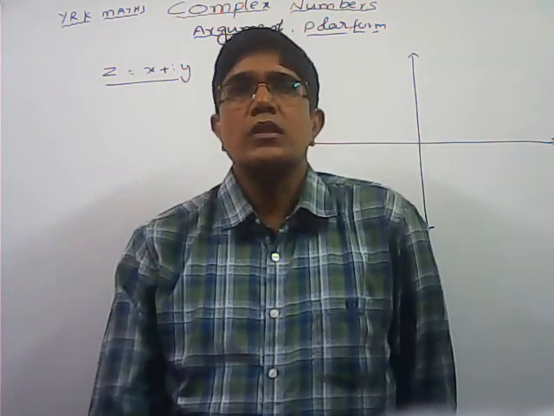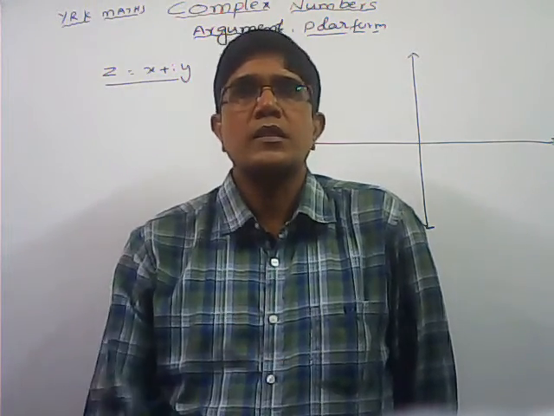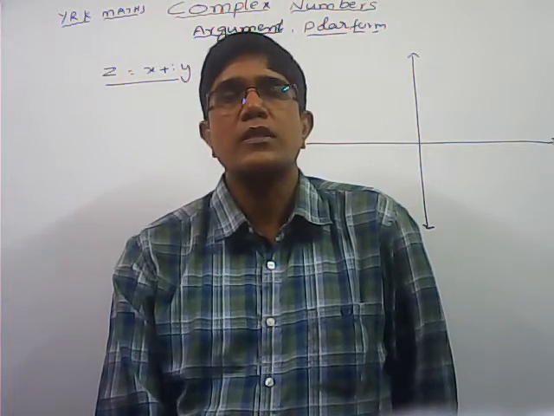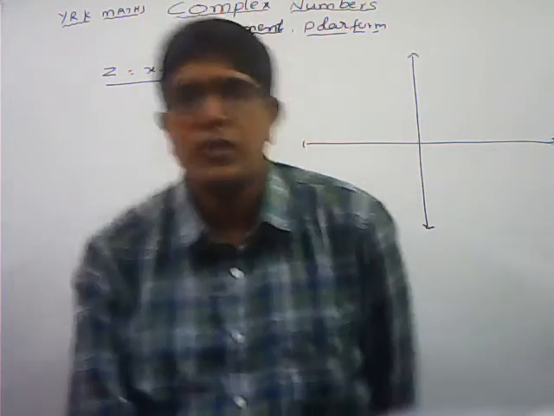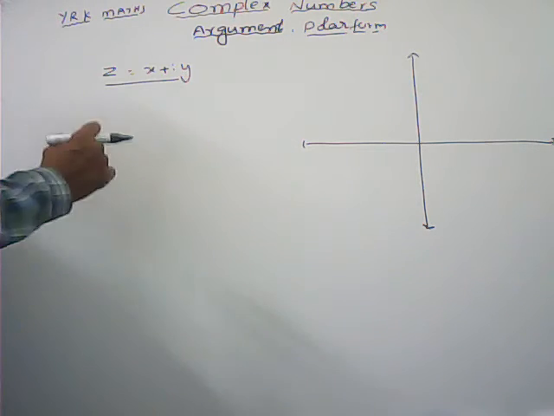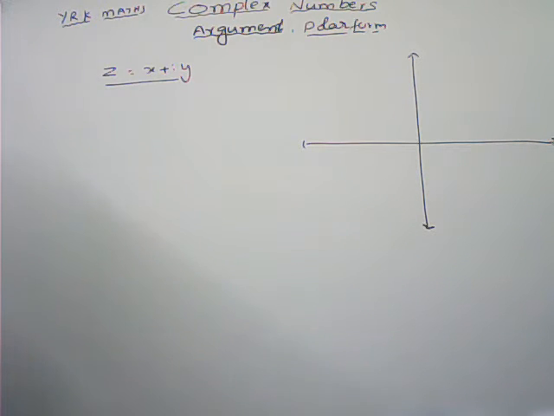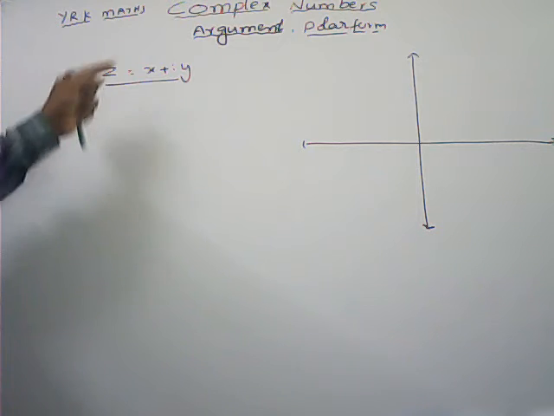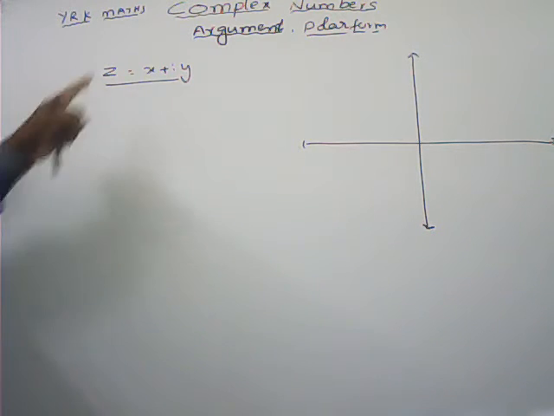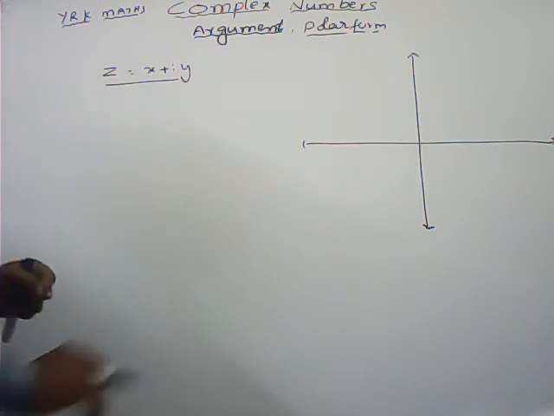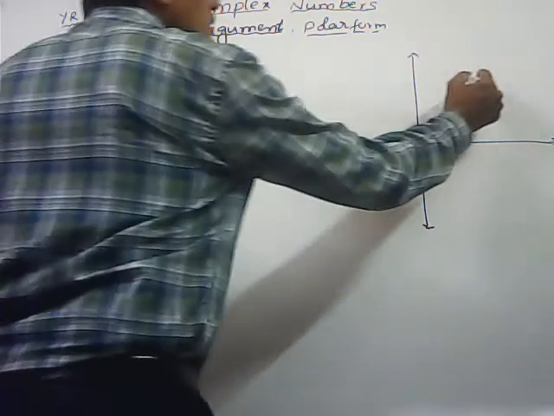In this video class, we can discuss the argument of a complex number and the polar form of the complex number. Now, every complex number, for example, z is equal to x plus iy, we can plot on the coordinate plane as a point. Here, the real part we can take as the x coordinate. For example, here P.